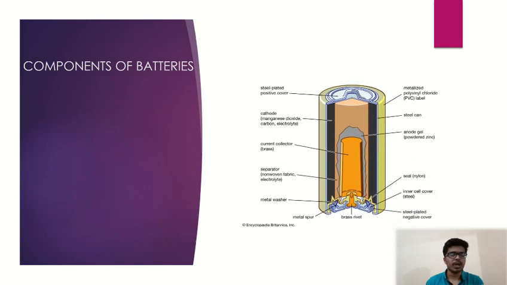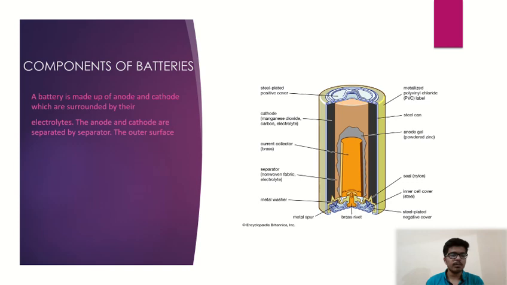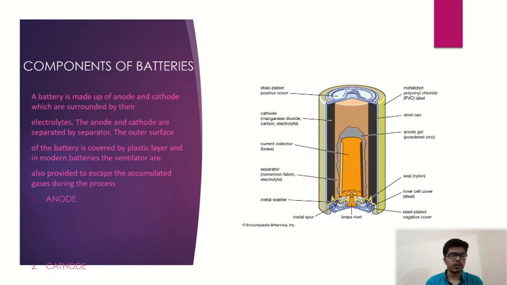Now let's know what are the components of a battery. A battery is made up of anode, cathode and surrounded by the electrolyte. The anode and cathode are separated by a separator. The outer surface of the battery is covered by a plastic layer, and in modern batteries the ventilators are also provided to let the accumulated gases escape during the process. And the main components are anode, cathode and electrolyte.